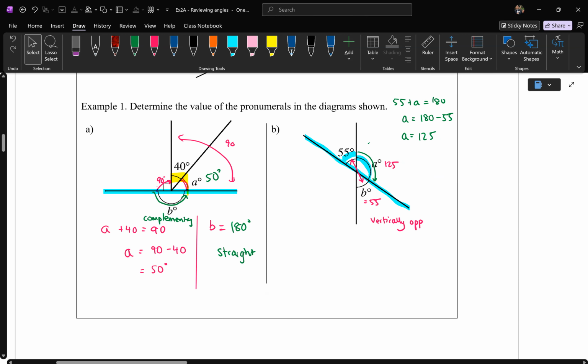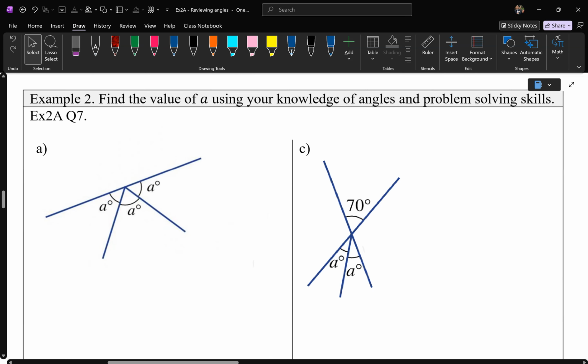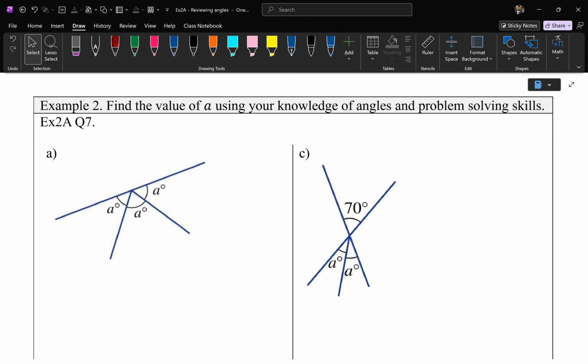So that was pretty nice and easy. That's the kind of skills you're practicing 2A. Flip over. All right, 2A question 7. So this time I've got A degrees, A degrees, A degrees. I don't know what A is, but I know they're equivalent. So 3 of them make up this arc. How do I solve this?